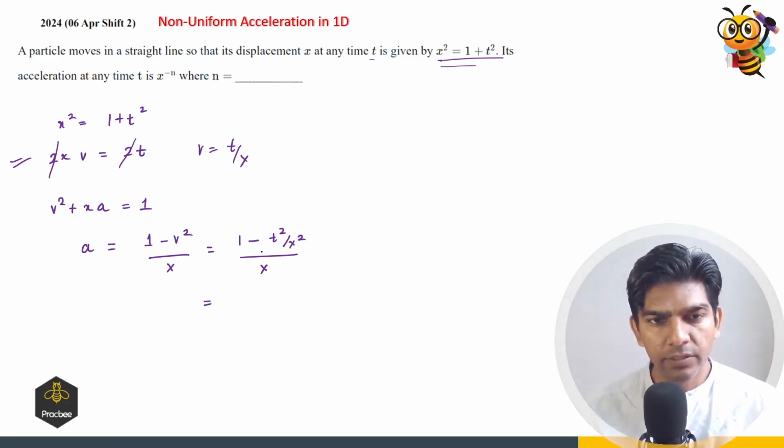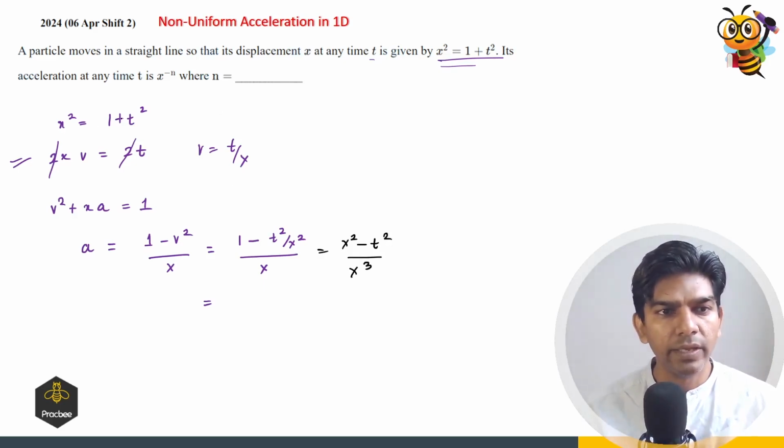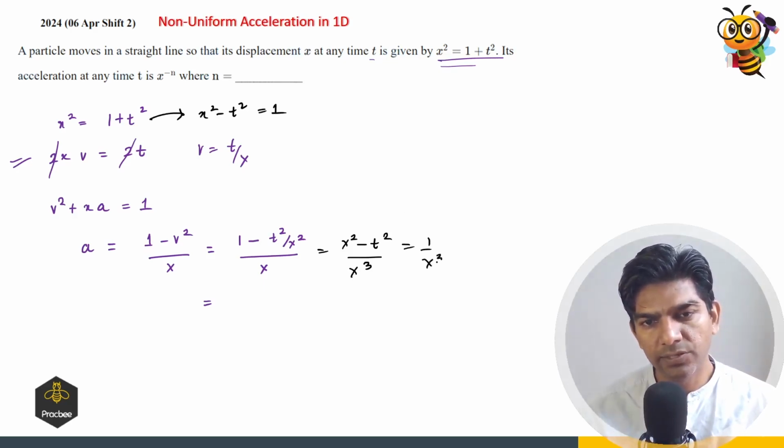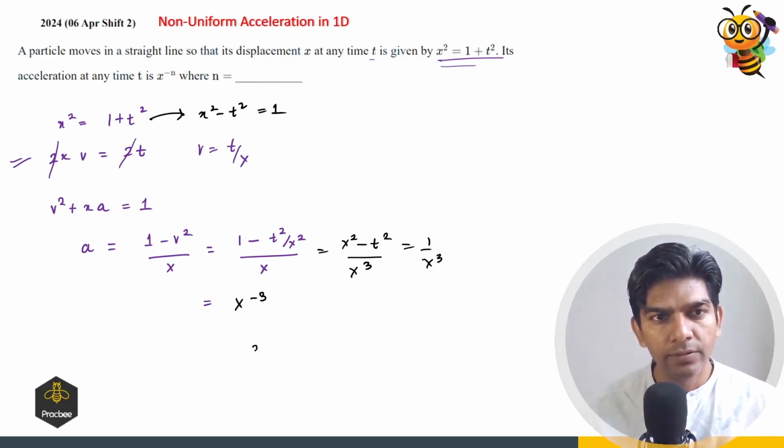Can you see it is 1 minus, so I can write this as x square minus t square divided by x cube. Now x square minus t square from this equation will give us 1. So that will be 1 by x cube. So that will be x raised to power minus 3. And 3 is nothing but n. So 3 is the answer.